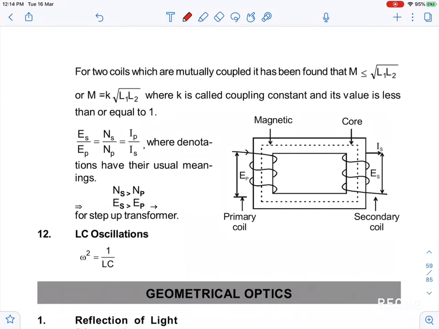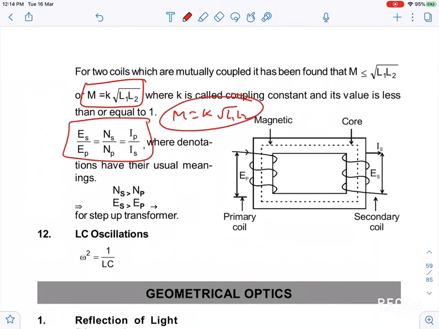So this is the true formula for parallel; I said that earlier, it's the same. Now M, you should remember this result, the mutual inductance relation with L1 and L2: M is equal to K under root L1 L2. And the transformer formula is very important.